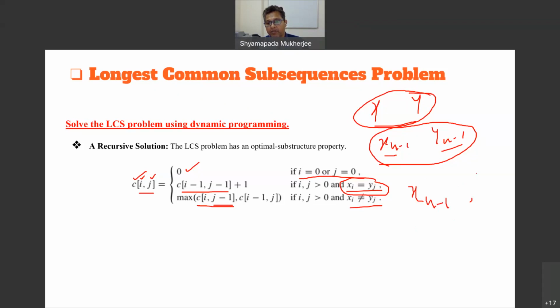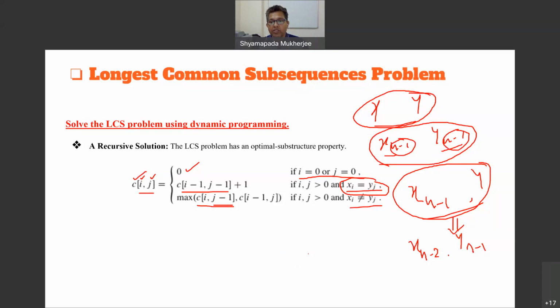If we take Xn as a sequence and Y as a sequence, then the subproblem Xn-2 and Yn-1 appears. For any value of n or i, j here, they contain optimal solutions to the subproblems, like this one and this one. These are the subproblems, so it holds the overlapping subproblem property.